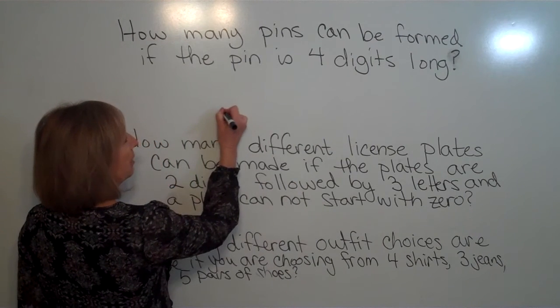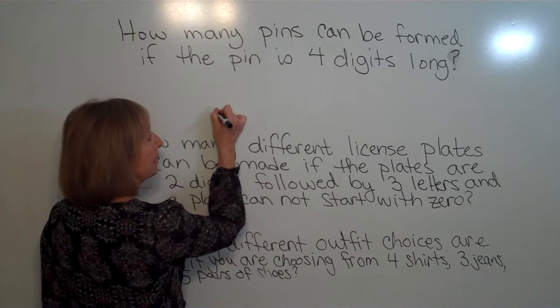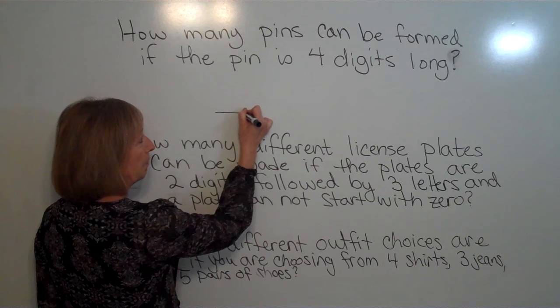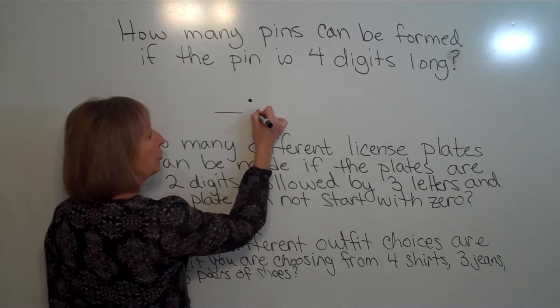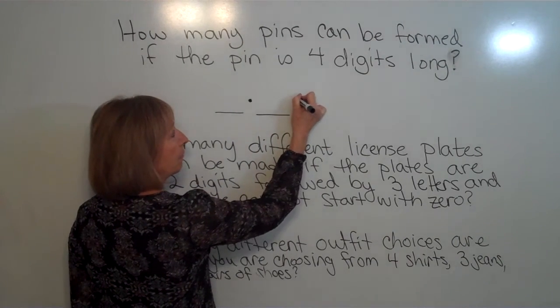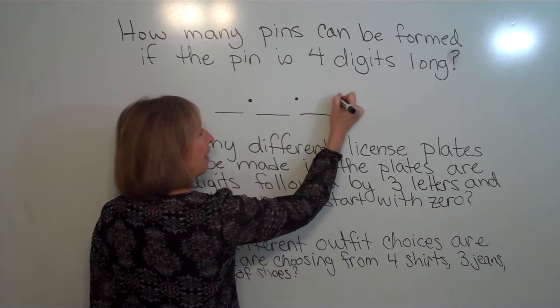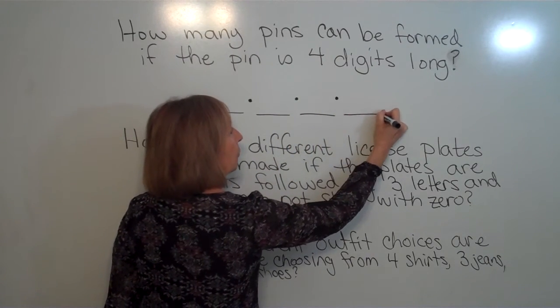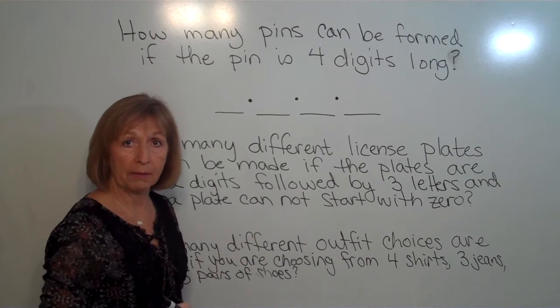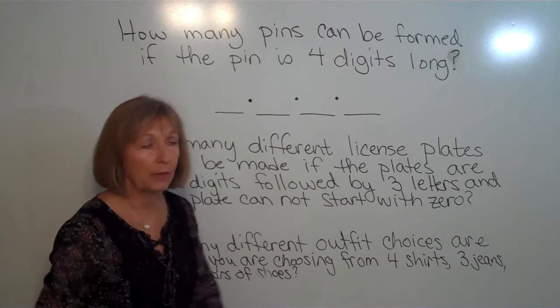So when I think about this, I'm going to choose my digit for my first slot in my 4-digit pin, and then I'm going to choose my number in my second slot for my 4-digit pin, and then the third slot for the 4-digit pin, and then the fourth slot for the 4-digit pin. So this is like when you set up your pin to start with.